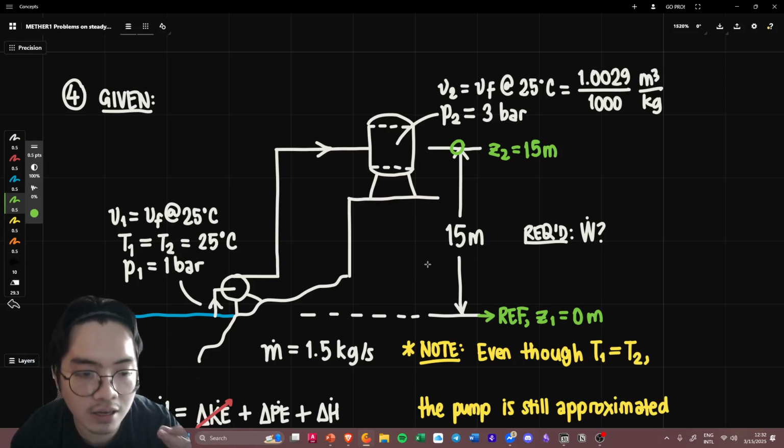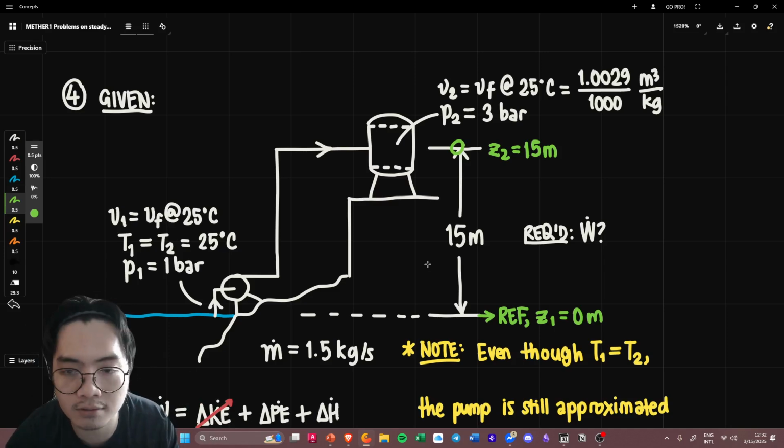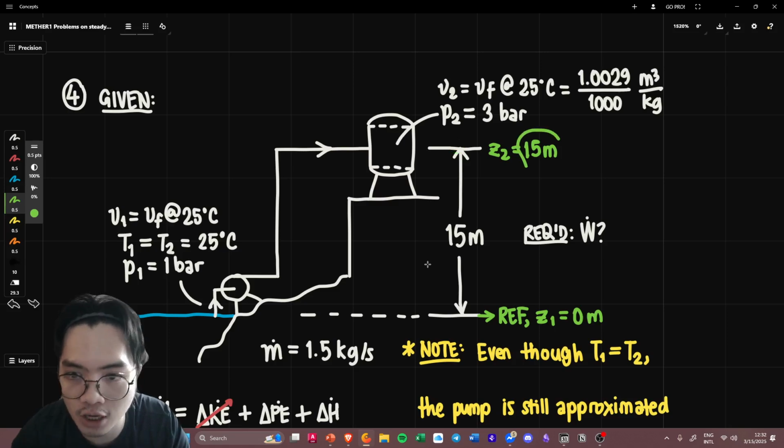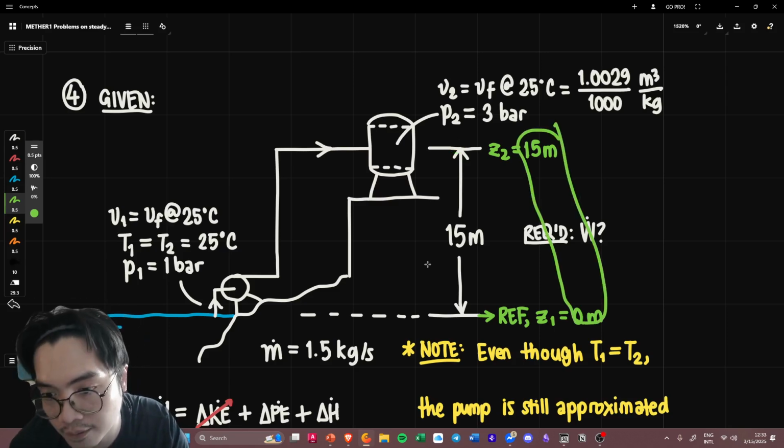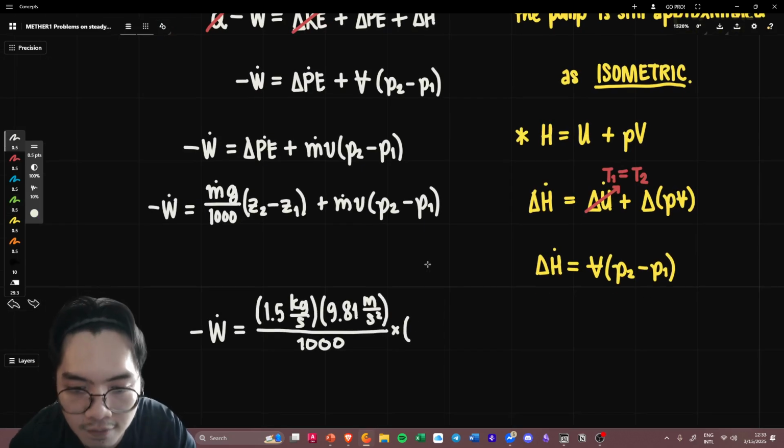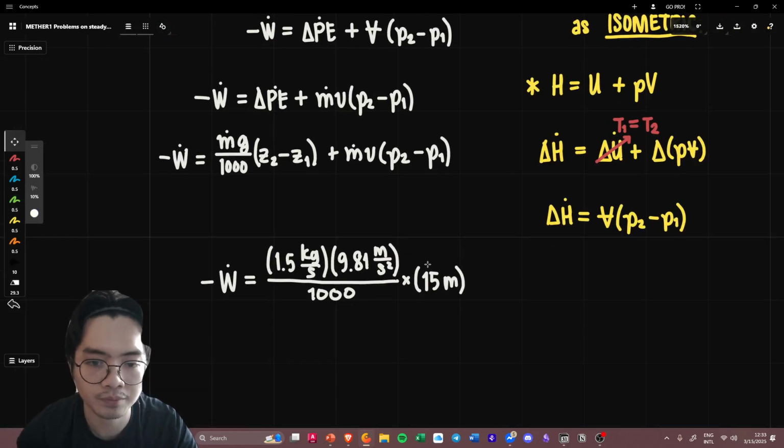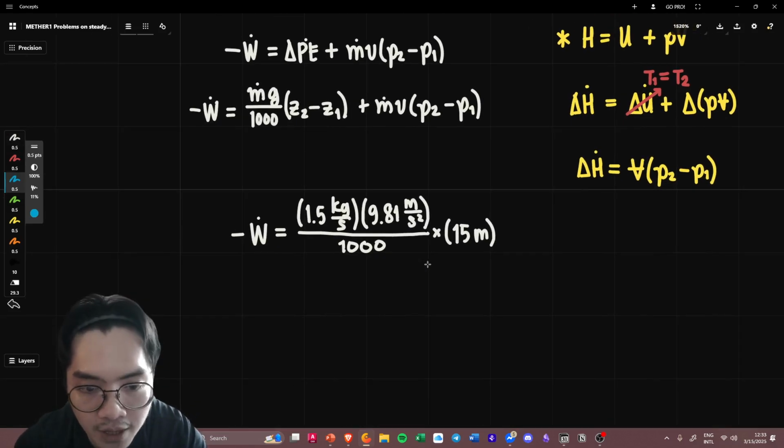And in either case, all the first law wants is a difference, a change. And how much is the change? Well, it's 15 minus 0. So that's all we need, right? 15 meters. Actually, I'll just put the M in. There you go.